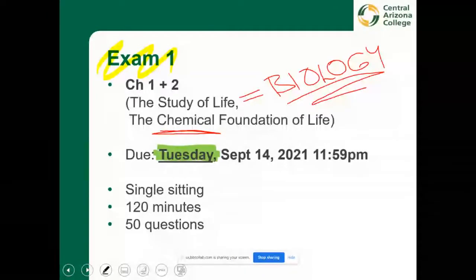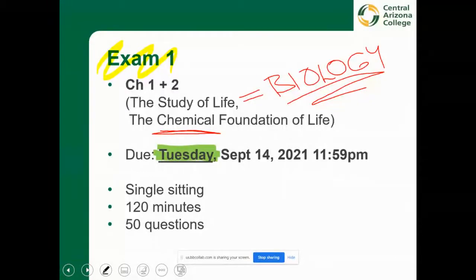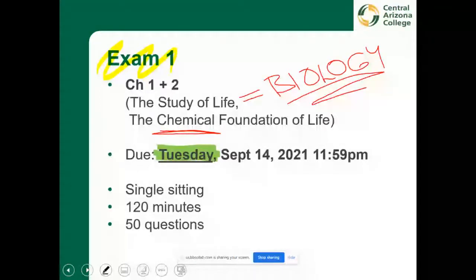So we level the playing field. It does need to be documented disability, and it all goes through the Student Accessibility Services, not through me. The details of the process have been shared with you on the syllabus. So if that applies to you, this is a really good time to get that taken care of.